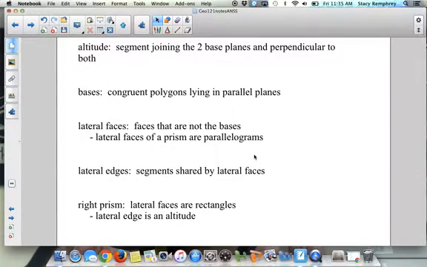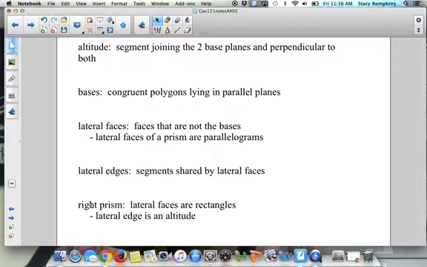An altitude is the height. It's the segment joining the two base planes and perpendicular to both. In a right prism, which is what we're going to be dealing with, a lateral edge is an altitude. They're the same thing. The bases are congruent polygons. The lateral faces I talked to you about, and lateral edges are here. You'll see us using some of that vocabulary as we go through.